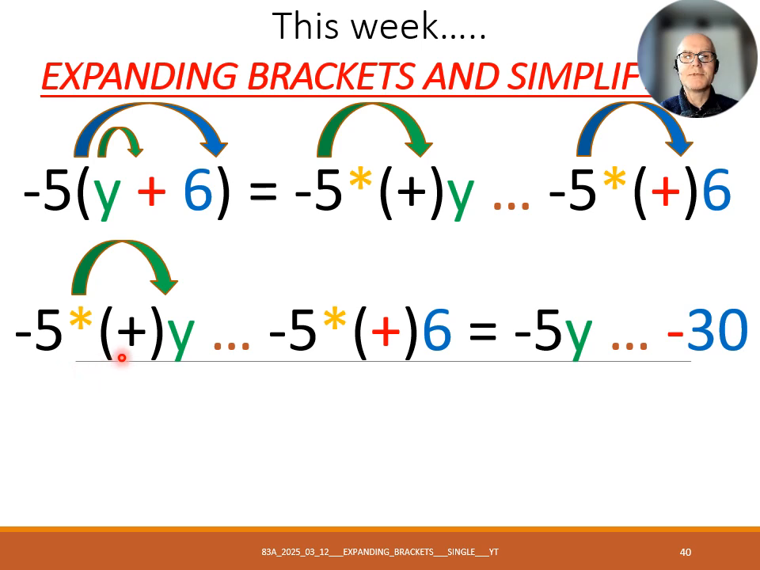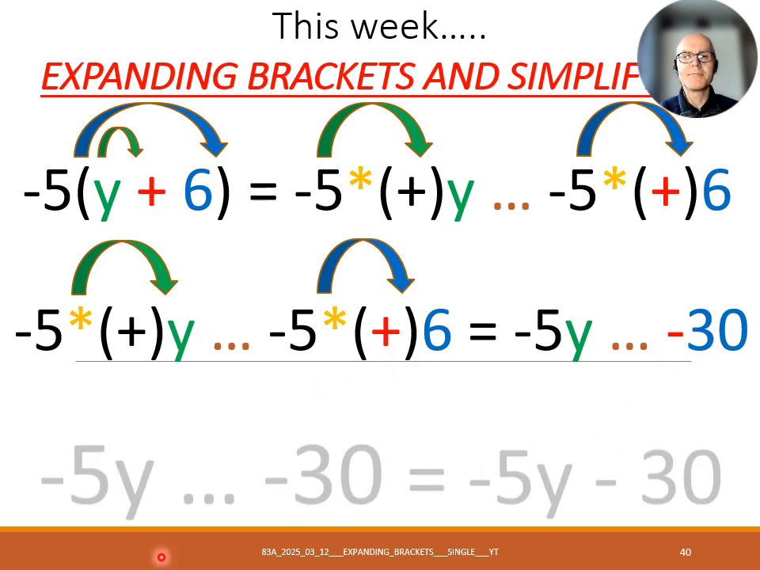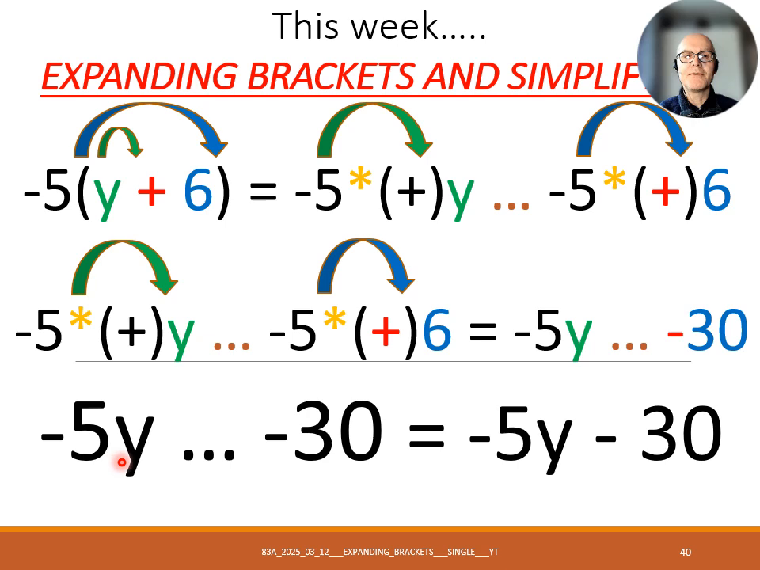Negative 5 times positive y, negative times a positive is going to be a negative answer. Negative 5 times positive y is negative 5y, and negative 5 times positive 6, negative times a positive is going to be a negative. Negative 5 times positive 6 equals negative 30. Negative 5y is going to be the start of our answer, and then we're going to change the negative 30 to subtract 30. So the answer is negative 5y subtract 30.